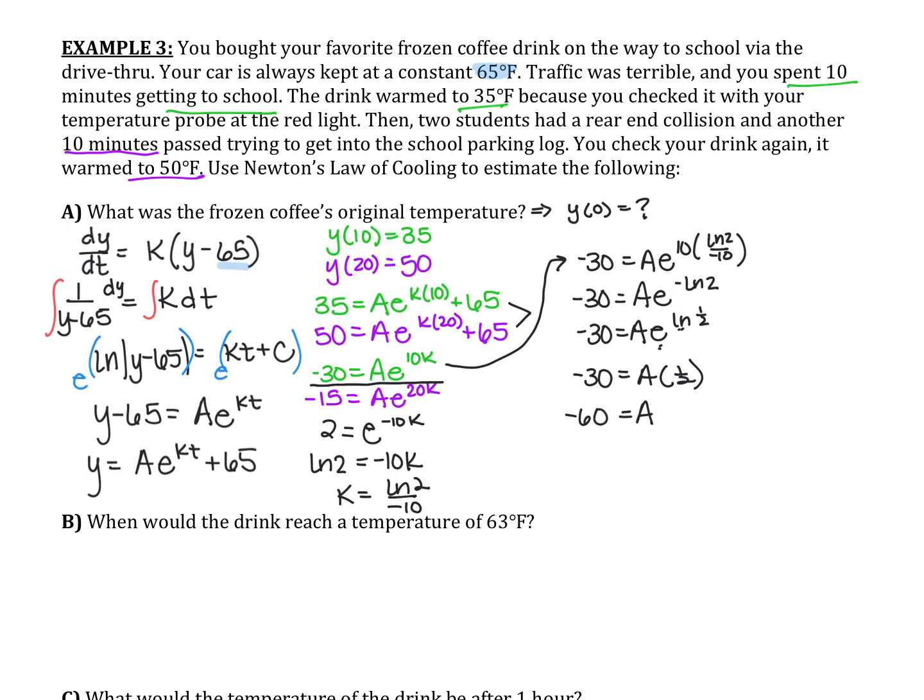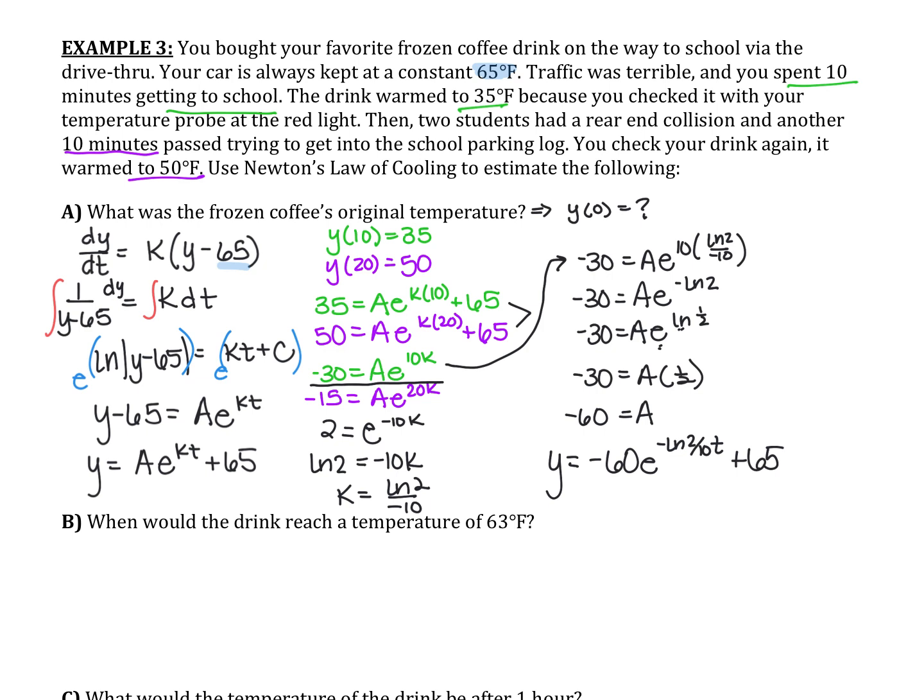So I have enough information to write my model now. y equals negative 60 e to the natural log of 2 over 10 t plus 65. Now, this didn't answer my actual question, but I can figure it out really easy from here. The question was, what was the frozen coffee's original temperature?